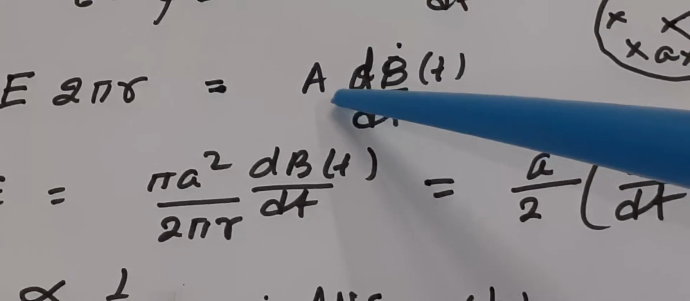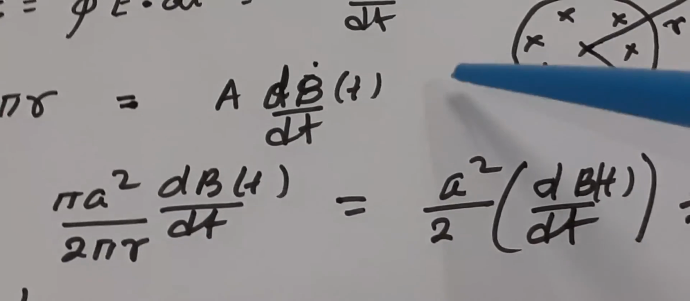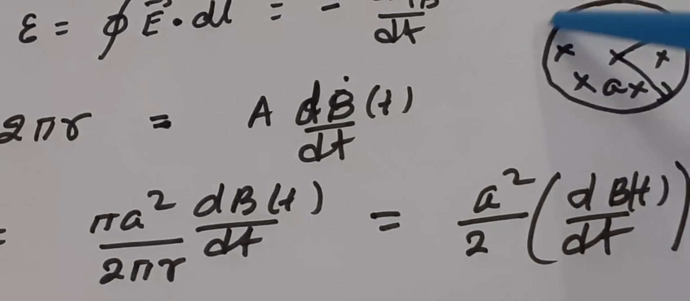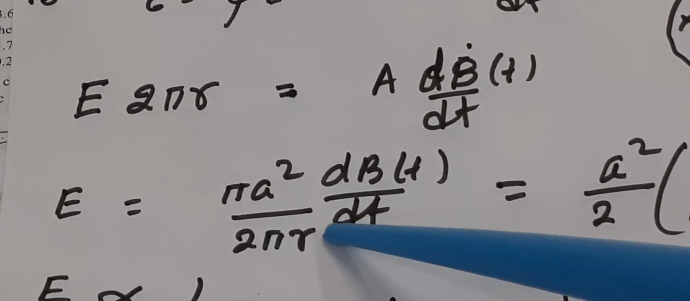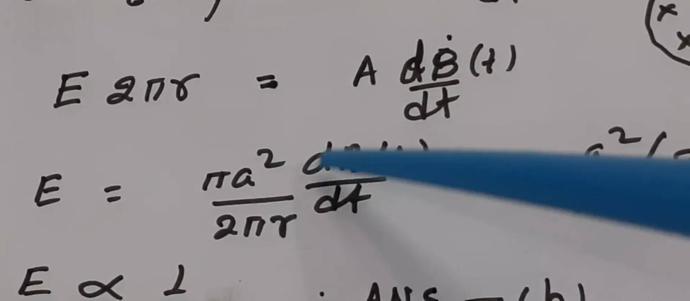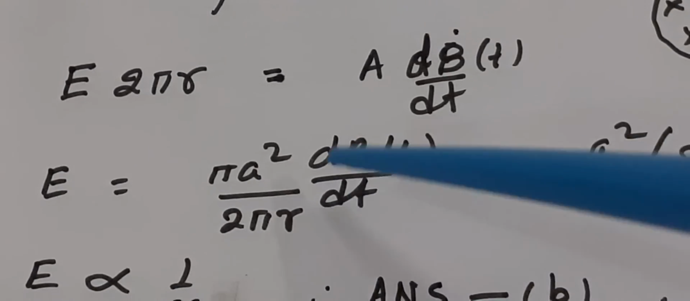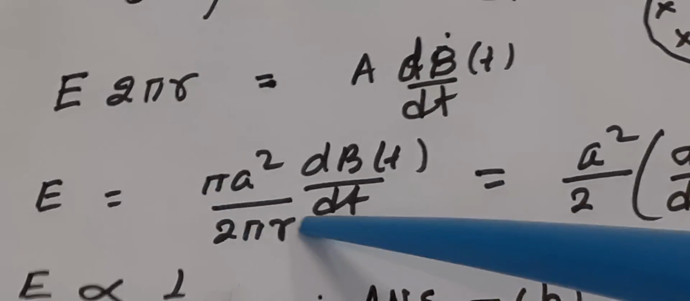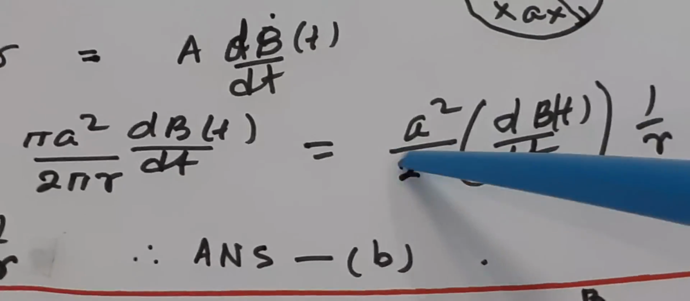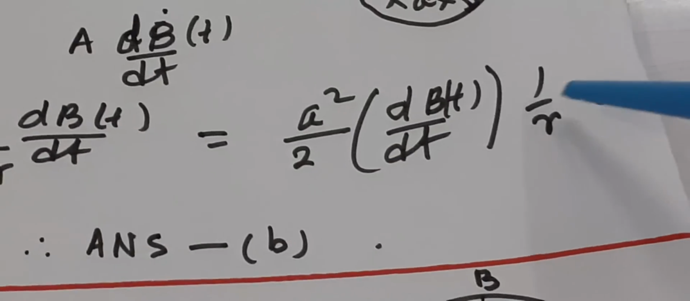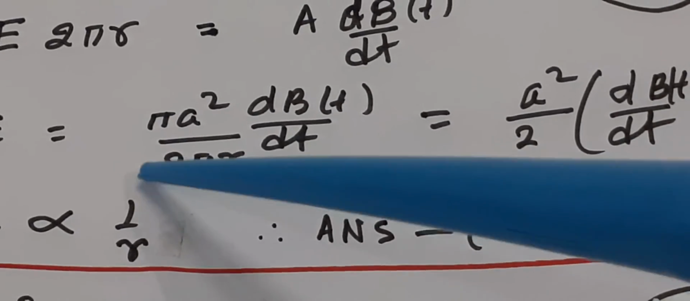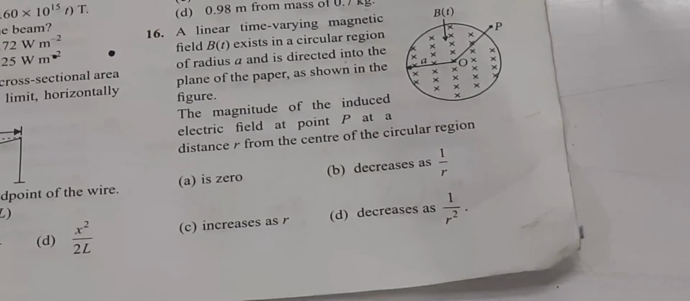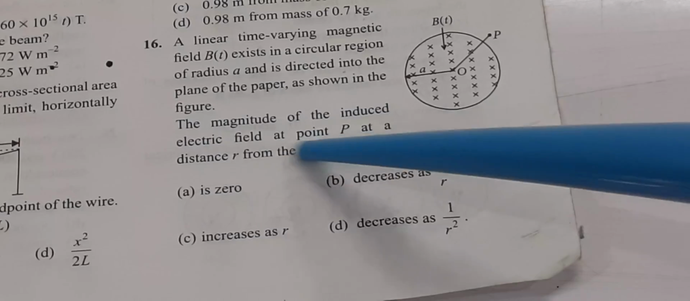Now here A means pi a square, because the magnetic field is available within this zone only, where a is the radius. And E we can write as pi a square divided by 2 pi r, where r is greater than a, times dB, a function of time, by dt. Now pi cancels, a square will remain, and 1 by r is the relation here. That means E varies with 1 by r. Answer B will be the correct one here. B, this one.